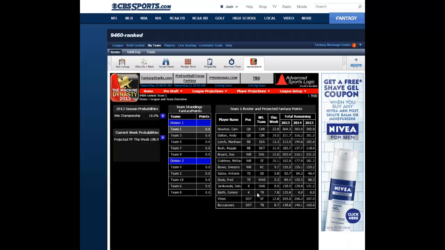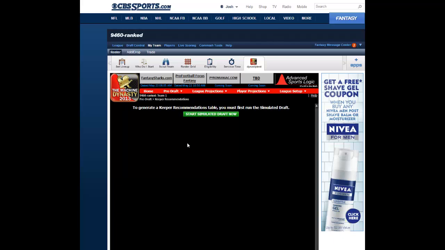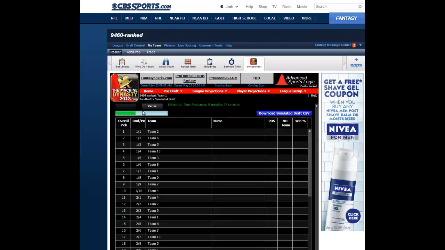Now that I have everything set up, let's use the machine's Keeper Recommendations tool. That can be found under the Pre-Draft tab, Keeper Recommendations. Now, the machine runs a simulated draft of your league so that it can understand which draft picks should be given up for which players for your keepers. This is very important to run, and it takes about 5 to 10 minutes to run, somewhere in that range. You click Start Simulated Draft Now, and then your draft will start.